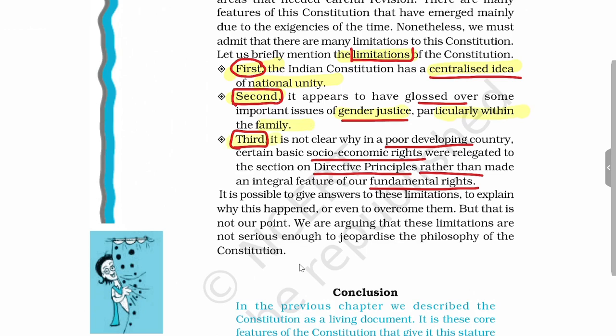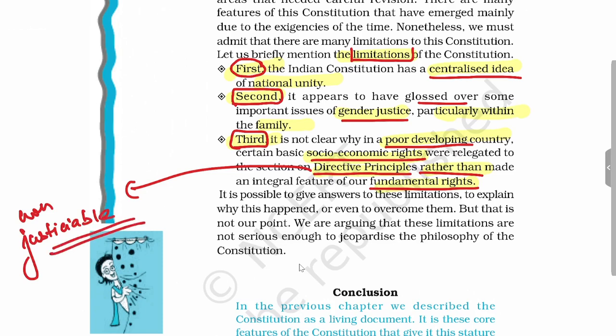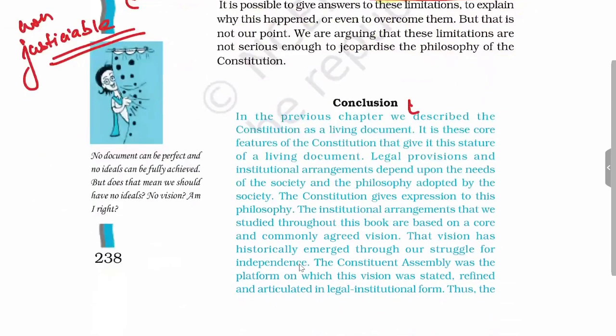The third thing is that since India was a poor developing country at the time of independence in 1947, socio-economic rights were relegated to the directive principles rather than fundamental rights. This should have been otherwise, because directive principles are non-justiciable. So whether the government will implement them or not, the government is under no obligation. But this is incorrect, because there will always be a moral obligation and the pressure of public opinion on the government to implement the socio-economic rights. Finally, this is the conclusion.